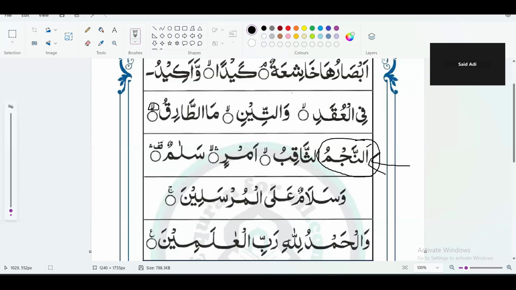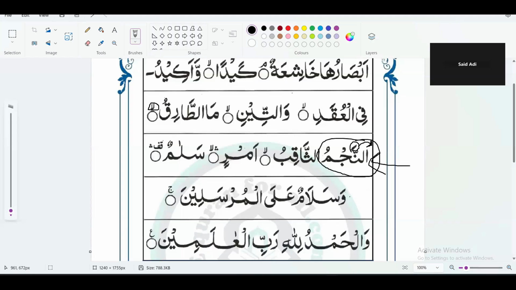So whatever sign comes on the third letter, we will copy the same sign and paste on the first letter. So here you can see alif is the first letter, lam is the second letter, and then noon is the third letter. And the third letter has fatha on it. So we will copy the same fatha and paste on alif, and then we read that. Do you understand? Okay.